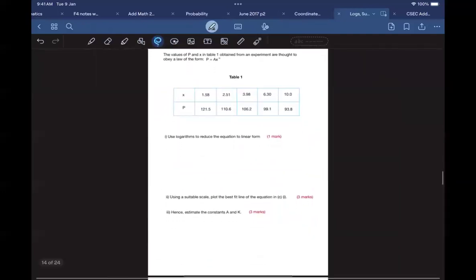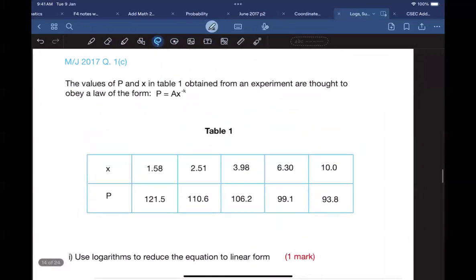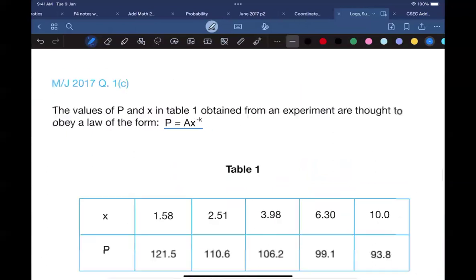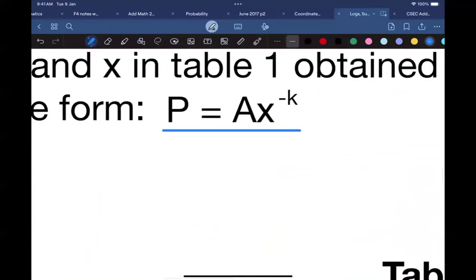Okay, all right. So what was the equation given to us? Who wants to help me with this question? Kiara. So this is the equation we were given, right? Does this look like y = mx + c? No, it does not.